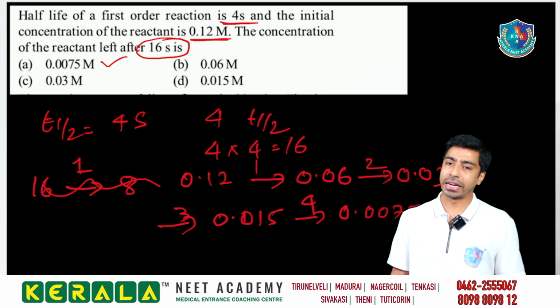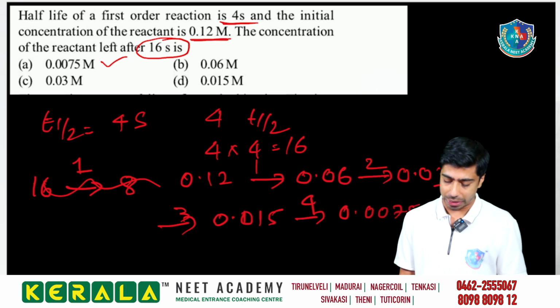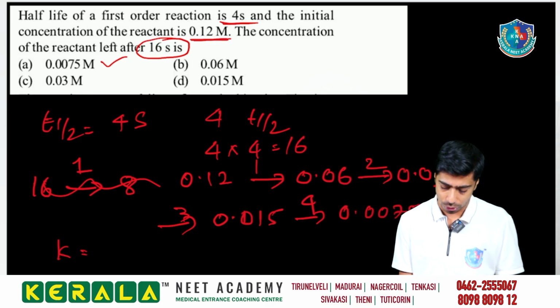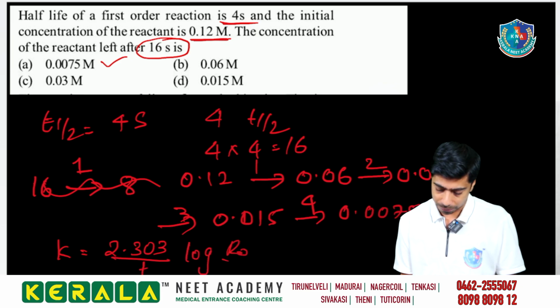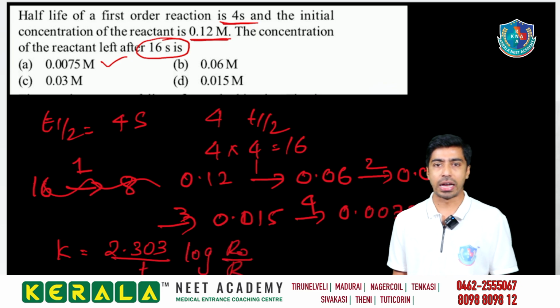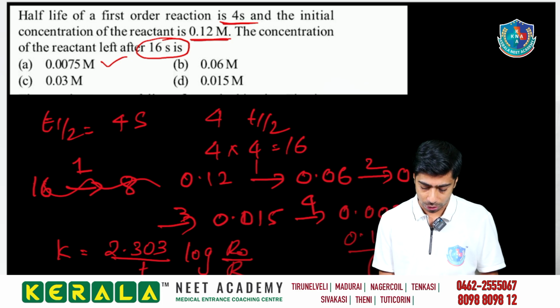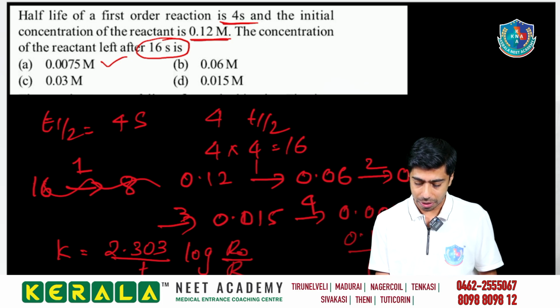Or we can apply the direct method. The direct method means we calculate the concentration of the reactant using the first order equation itself. K is equal to 2.303 by T log R0 by R. That also can be used because the R0 value is given as 0.12 and you are asked to calculate the value of R. The K value can also be calculated because the half-life period is given as 4 seconds.